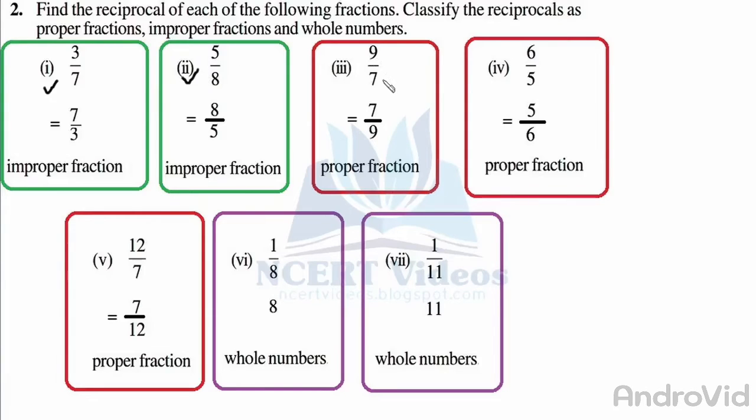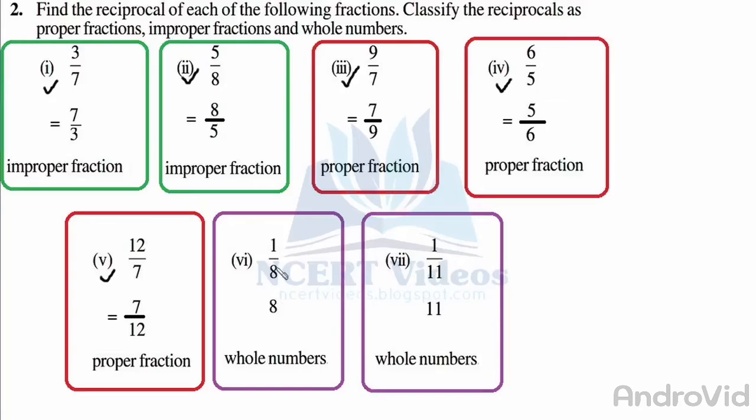9 over 7, 9 numerator to denominator and denominator 7 to numerator. It is proper because numerator is smaller than denominator. Again we will flip it, it becomes 5 over 6. It is proper because again numerator is smaller. 12 over 7 becomes 7 over 12. It is proper because numerator is smaller than denominator. That was your fifth part.